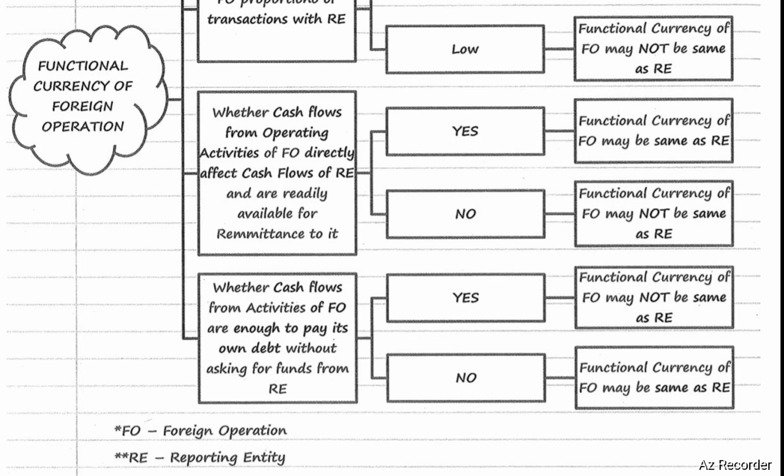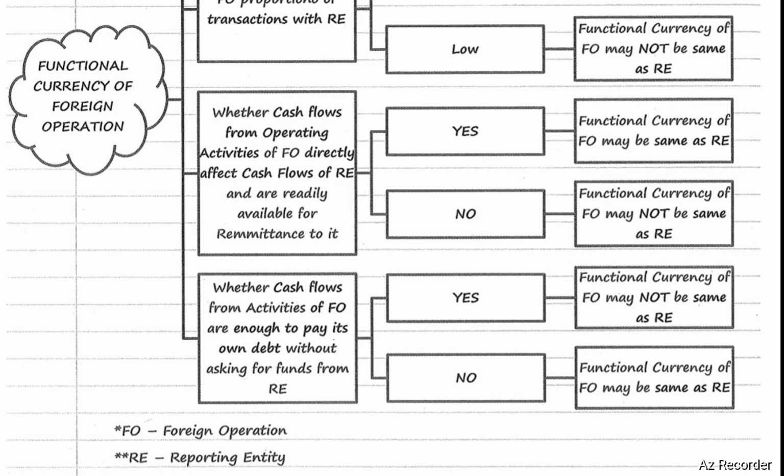Whether cash flows from operating activities of foreign operation directly affect cash flows of the reporting entity and are readily available for remittance to it. If it is yes, then functional currency of the foreign operation may be same as a reporting entity. If it is no, functional currency of the foreign operation may not be same as reporting entity.